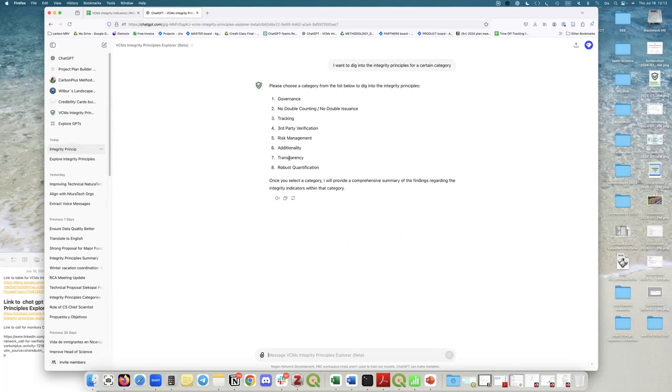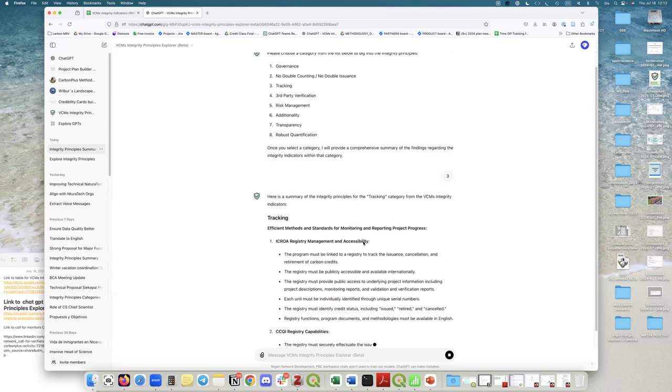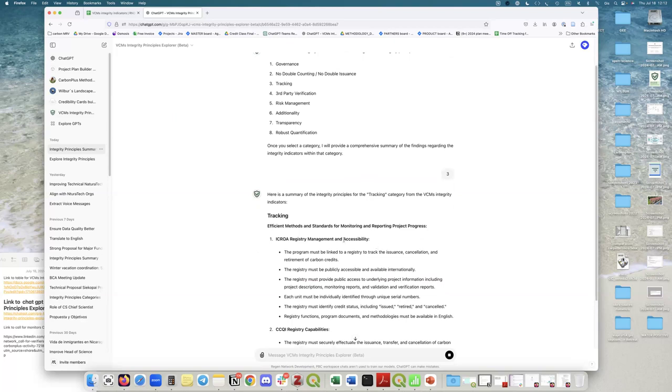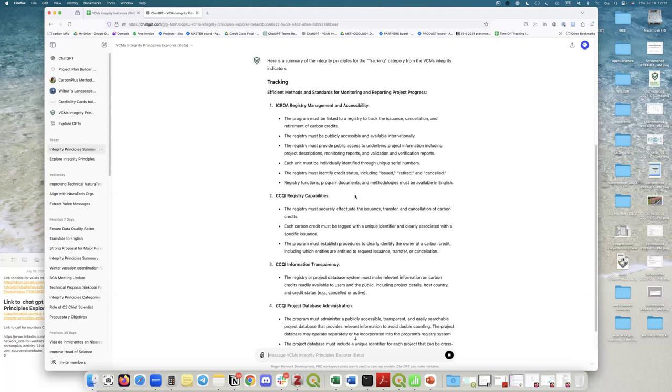And you can do the same if you want to dig more, and just use it for exploring the table in a different way. So let's say you want to explore tracking, you just go to number 3, and it will give you a summary of what the ICROA says about registry management and accessibility, or the CCQI or whatever. So yeah, I hope you find this useful. This is a beta ChatGPT we are exploring with these tools.